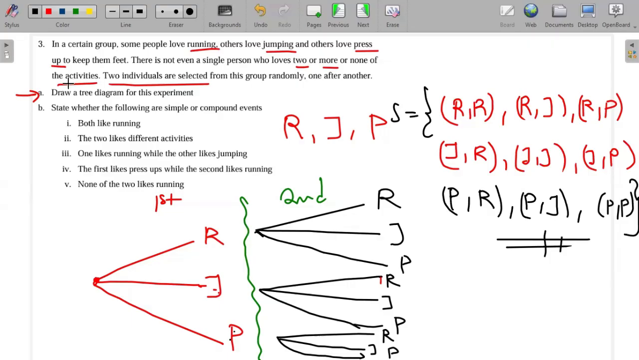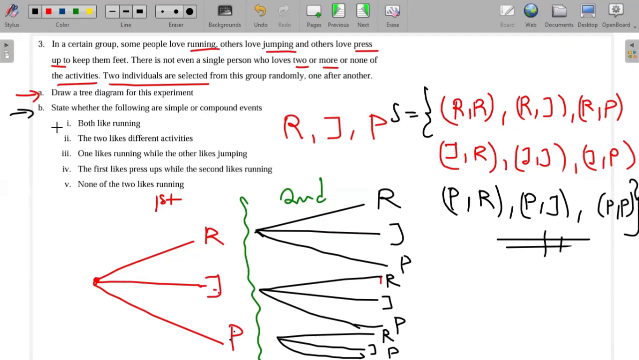And then now I start answering part B. So part B, they're saying, okay, state whether the following are simple or compound events. Okay, so we said a simple event is the one that just has one outcome, remember? And then a compound event is the one that has two outcomes or more. That's what we said.